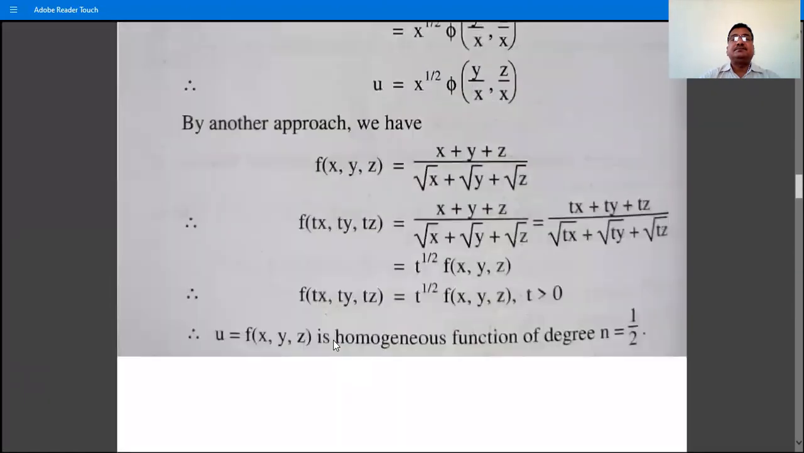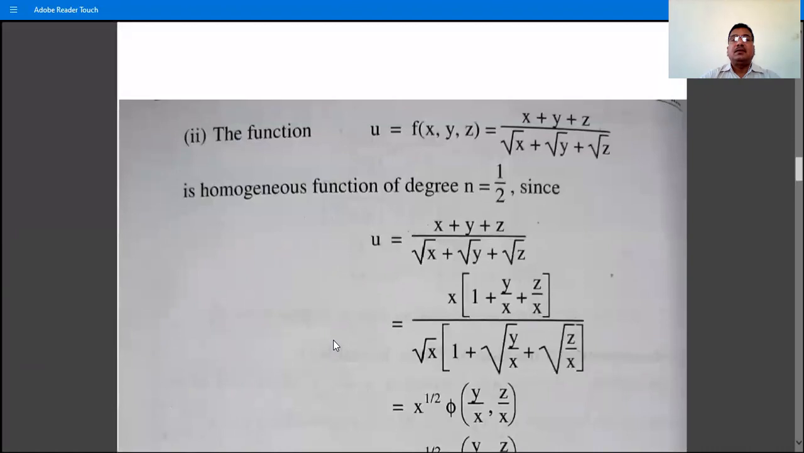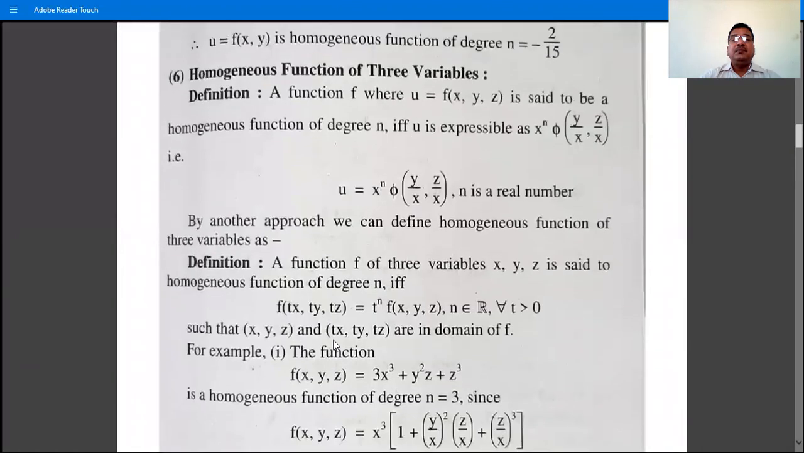Next problem. Suppose u, the given function, is a function of 3 variables. So u is equal to f of x, y, z. Then if it is expressed in the form x raised to n, function of y by x, z by x, then we say it is a homogeneous function of degree n in variables x, y, z.